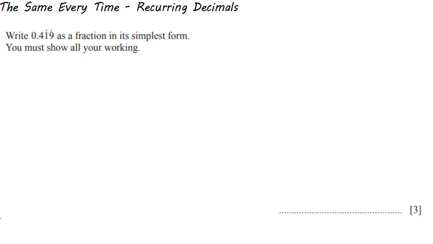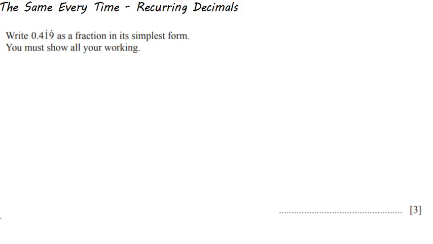GCSE Maths, looking at the questions that, apart from the numbers, are the same every time. We're on recurring decimals at the moment. 3 marks for this question. And if you learn how to do these, you practice them, you'll get them right. Get yourself into the marks, get yourself into the grades.